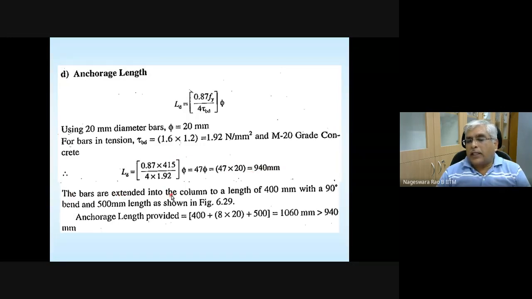The bars are extended into column to a length of 400 mm and then 90 degrees bend. But this alone, this 400 mm straight portion, 90 degrees bend, is not going to compensate for 940 mm. So whatever additional portion that is required, you can provide that. So that is what is done in this example. Okay. So total anchorage length that is provided is 400 plus 8 times the diameter of the bar, plus in addition to that a straight portion of 500 mm.